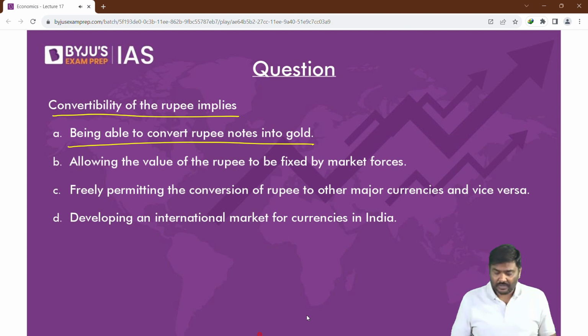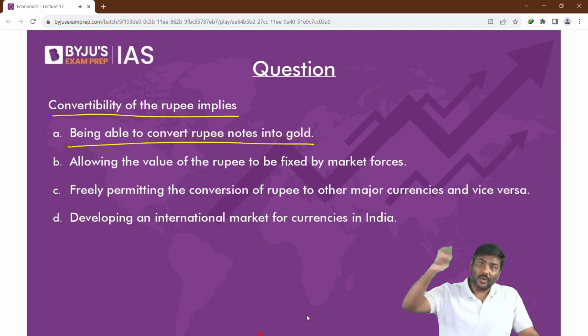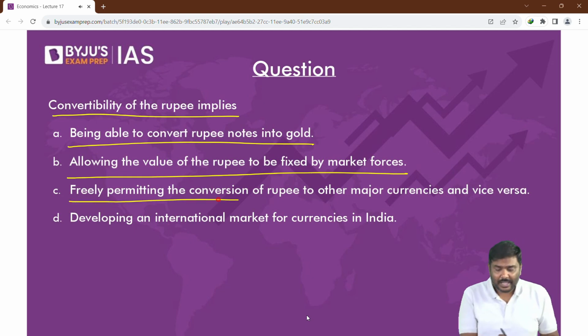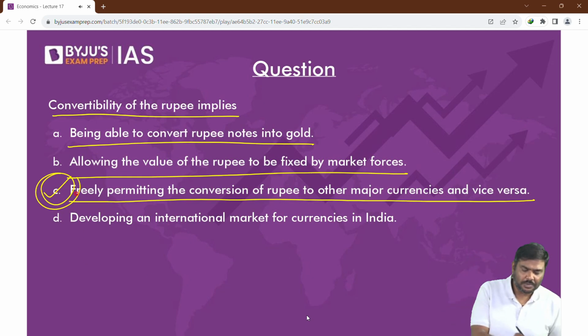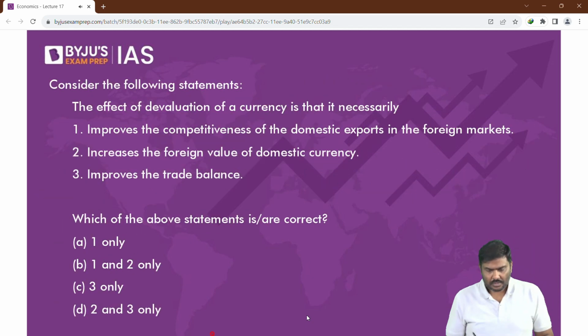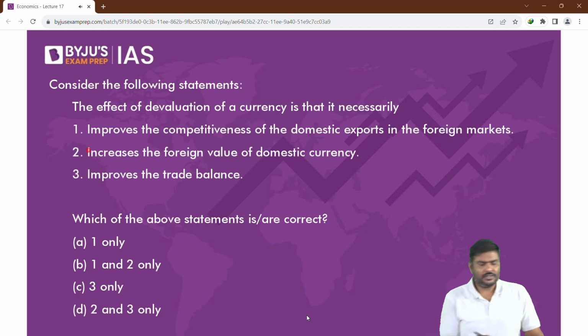Okay, 75% have answered correctly. I'm happy. Convertibility of the rupee implies what? Being able to convert rupee notes into gold. No, that is not convertibility. Did we discuss the concept of convertibility? Let me know. That is how freely you are able to convert your domestic currency into foreign and vice versa, allowing the value of rupee to be fixed by market forces. That is floating exchange rate, freely permitting the conversion of rupee to other major currencies and vice versa. Right option is option C here.